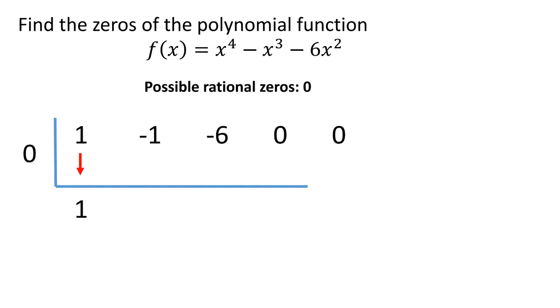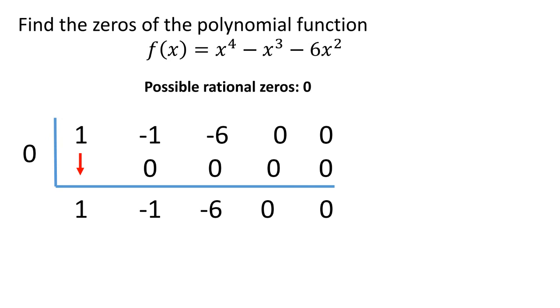Okay, so we bring down the 1. 1 times 0 is 0. Minus 1 plus 0 is -1. 0 times the -1 is 0. Minus 6 plus 0 is -6. 0 times 0 is 0. And again, this proves to me that we had a 0.